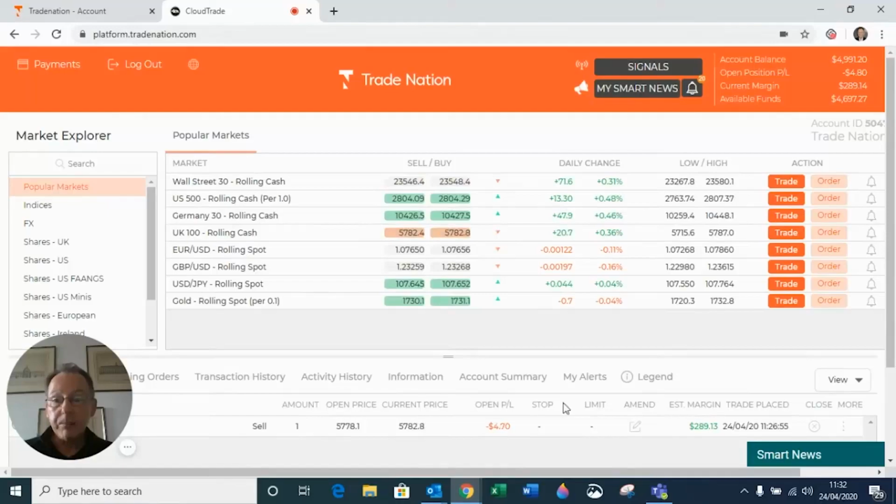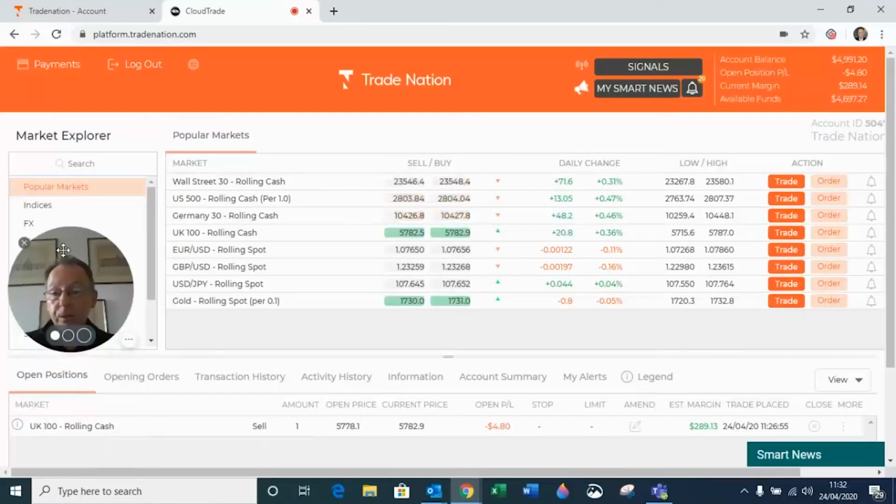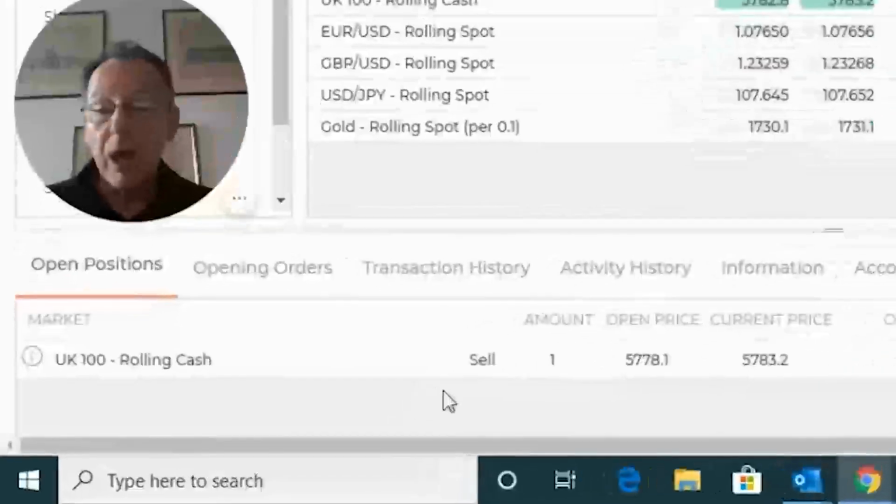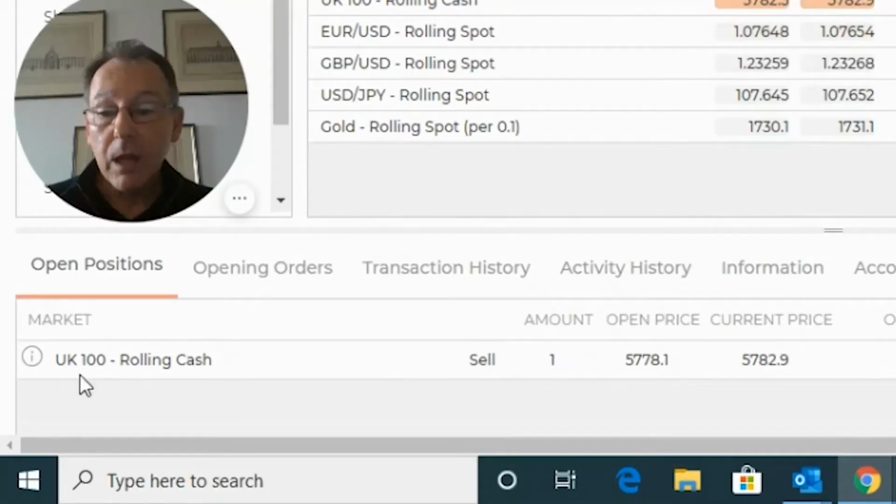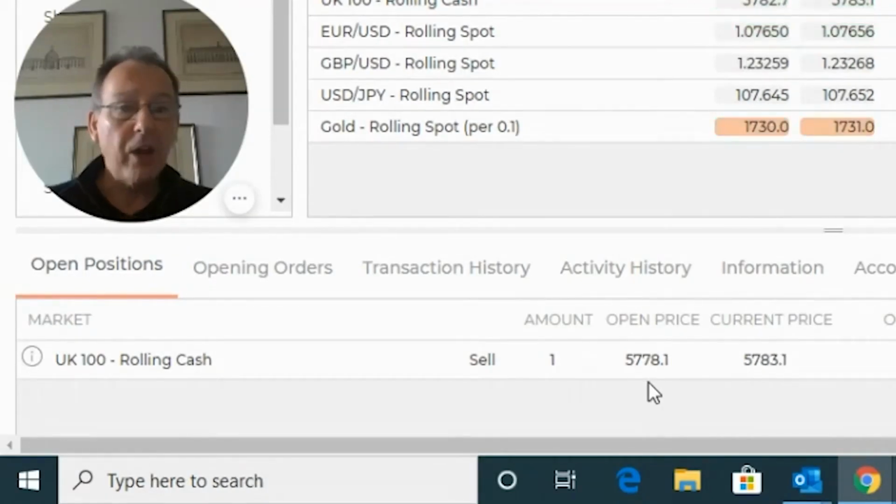Okay, so we've got the trading platform up here, and if I just shift myself up a bit, you can see in the open positions, I already have something running. The UK 100, I sold $1 a point at 57.78. At the time, I could have put a stop and a limit on, but I chose not to, but I'd like to add both now.